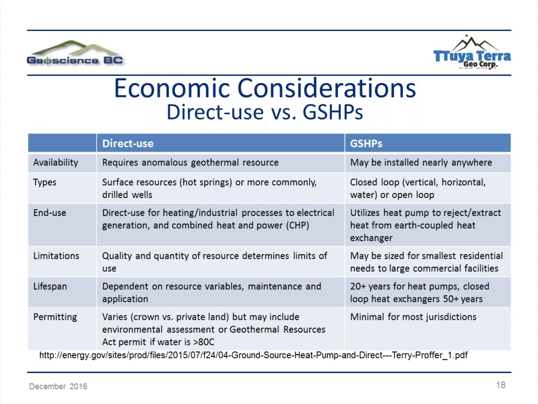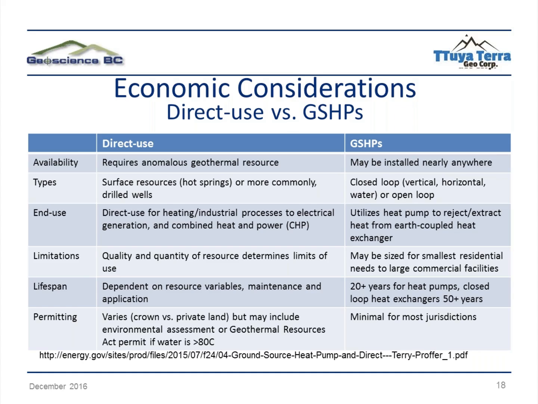This is a table that's showing some of the differences in economic considerations that you may be looking at when comparing direct use versus GeoExchange systems. So, for example, the availability of the geothermal resource for direct use usually requires an anomalous heat flow area, but not necessarily always. If you've got aquifers that are 500 or 700 meters that are known, that may not be manifested at the surface, but you may have that information through drilling for other means, and you may realize that, hey, there's a geothermal resource at depth here.